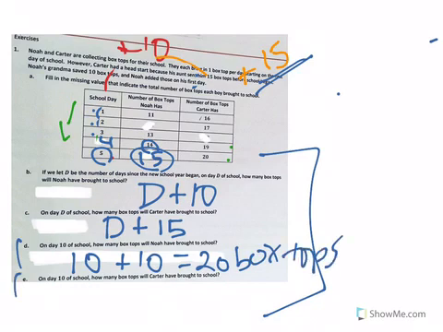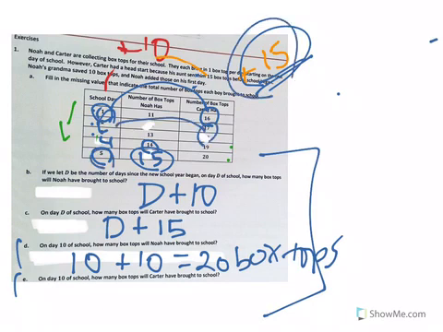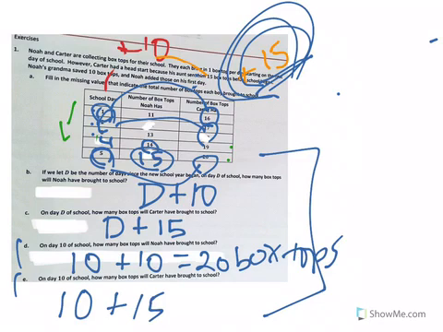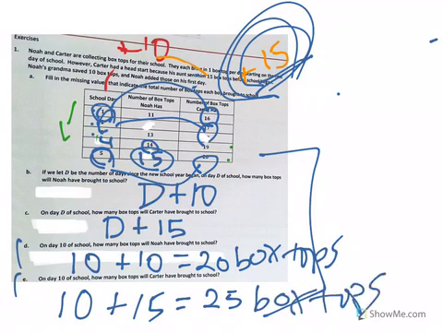Finally, let's look at letter E. On day 10 of school, how many box tops will Carter have brought to school? Well, again, we go from 1 to 16, that's plus 15. We go from 2 to 17, that's plus 15. We go from 5 to 20, that's plus 15. So we know plus 15 is our pattern. If it's day 10, we're going to add that to 15. And we're going to say that Carter would have brought 25 box tops.